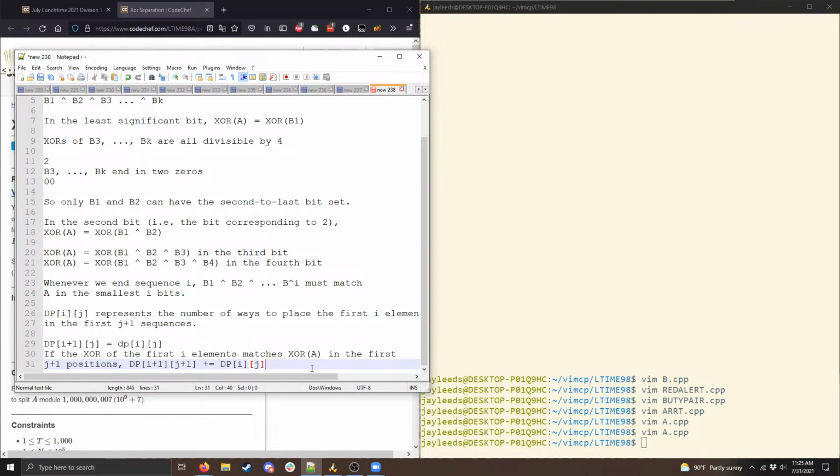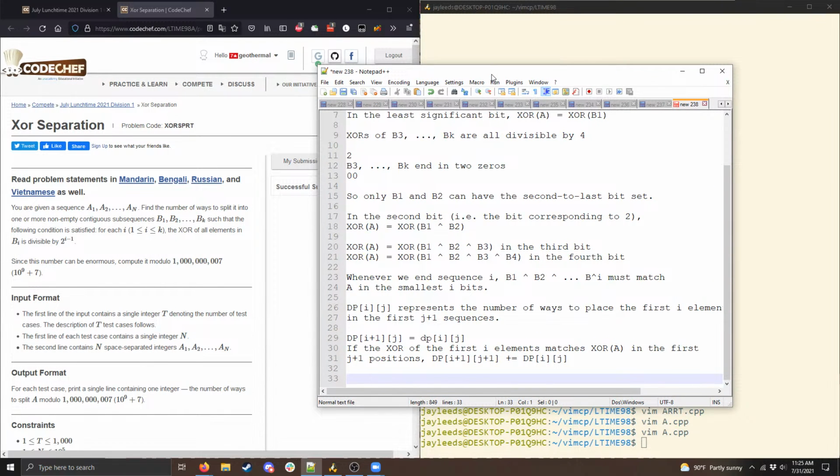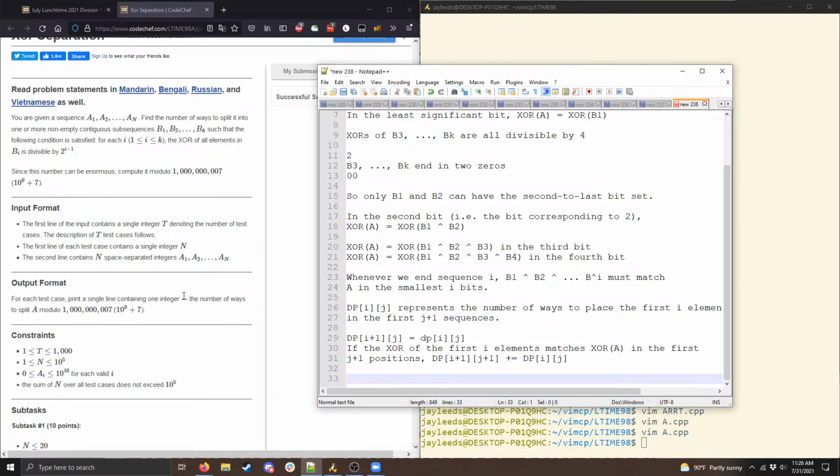Now, there's one catch. Notice that there's no bound on k. K can be up to, like, we could theoretically just start a new sequence every time. Like, if A were all zeros, then we could just have every element of A in its own sequence. And so then j could go up to 10 to the 5th.